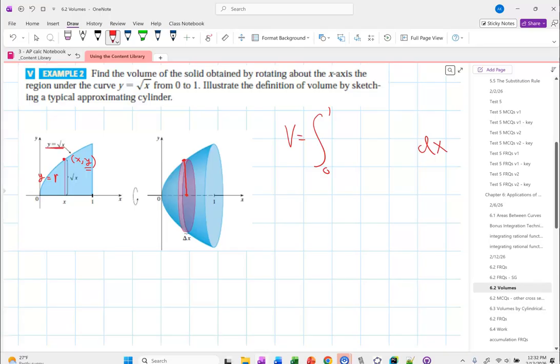Because this curve is y equals the square root of x, y is the same as the square root of x. So that radius is the square root of x. Is everybody okay with how I resolved that? Follow the logic, the geometry that happened here.